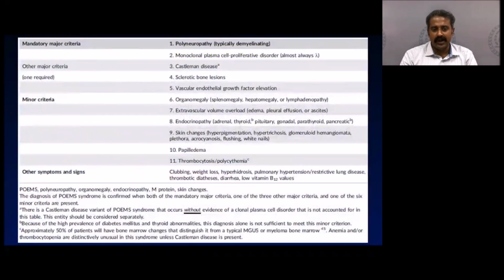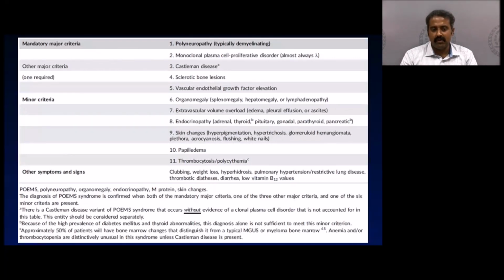So you have mandatory criteria, major criteria, and minor criteria. The mandatory criteria are two. One is a polyneuropathy, which is a demyelinating neuropathy. And then you should also demonstrate the presence of a monoclonal plasma cell protein. In almost all cases, this monoclonal protein is of the lambda type. So both of the mandatory criteria have to be present.